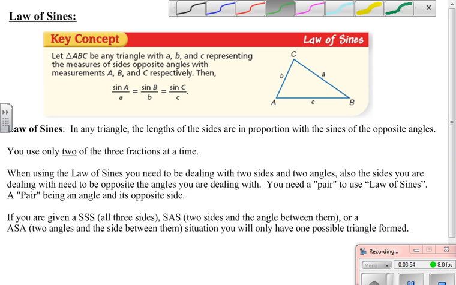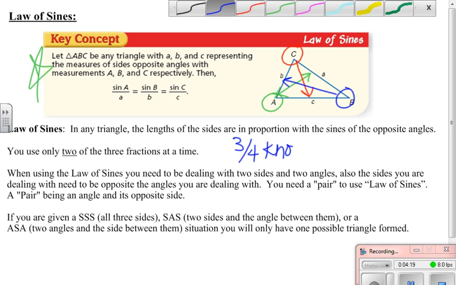Now, this is our review from geometry, the law of sines. This rule lets us set up a proportion between the sine of an angle and its side opposite, the sine of A and its side opposite, the sine of C and its side opposite, the sine of B and its side opposite. And if you know 3 out of 4 of those measurements, you can set up a proportion, cross multiply, and solve.